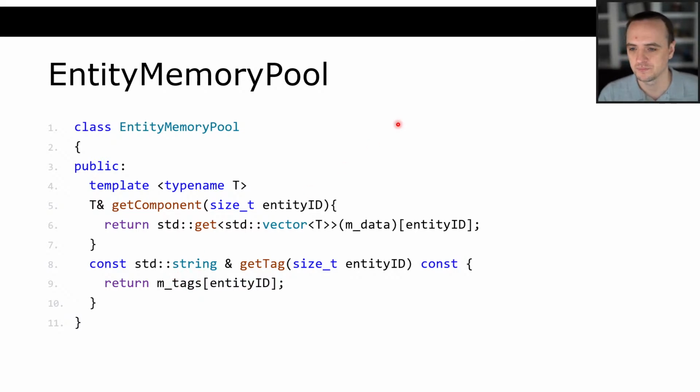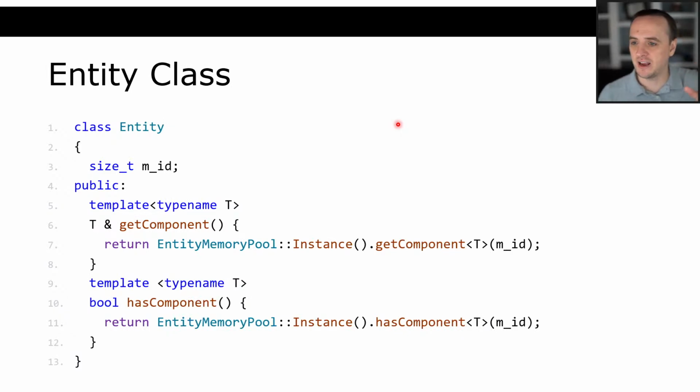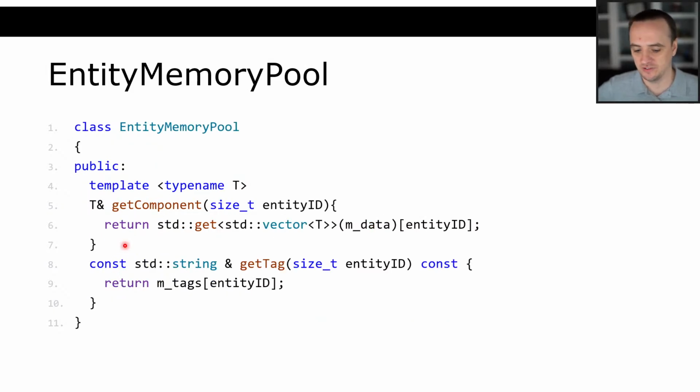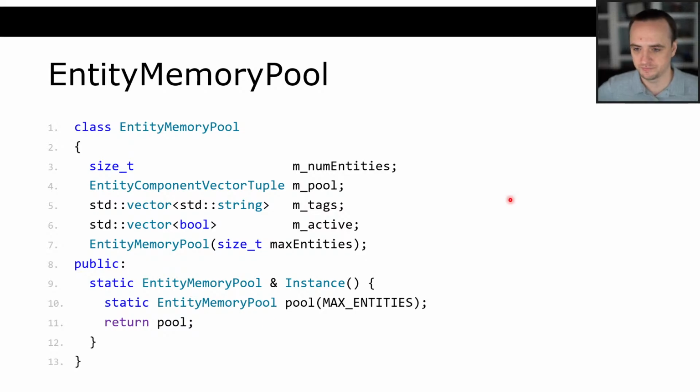Super simple. Then inside the entity class now, literally the only thing that an entity stores is its ID. It's just an integer now. An entity is just an integer. Isn't that crazy?